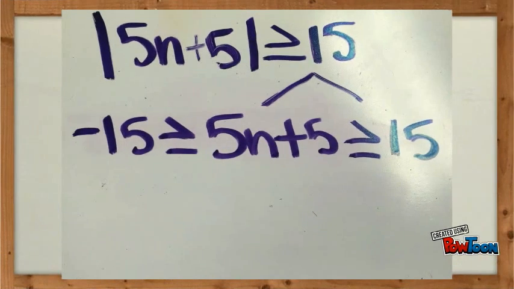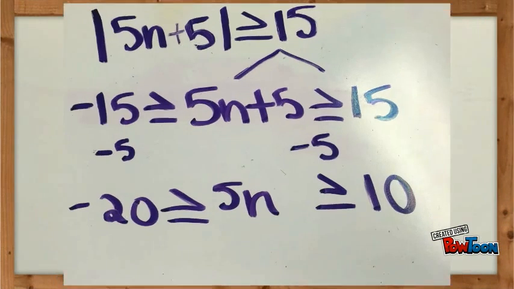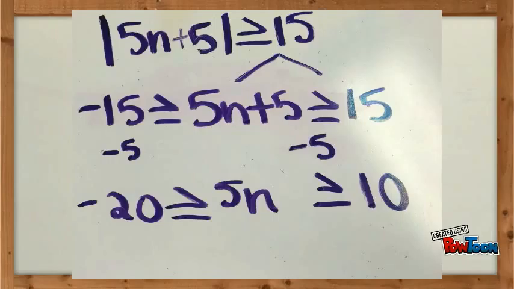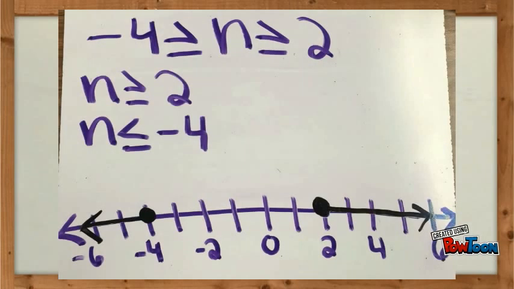Here's a practice problem. First, you split it into your two equations, your positive and negative numbers. Then you subtract 5 from both sides. Then you put it into graphing form and graph it on the number line. Once you get it into graphing form on your number line, then you graph your points.